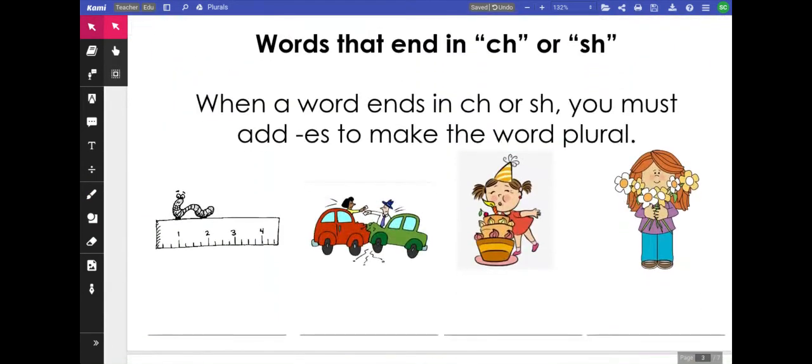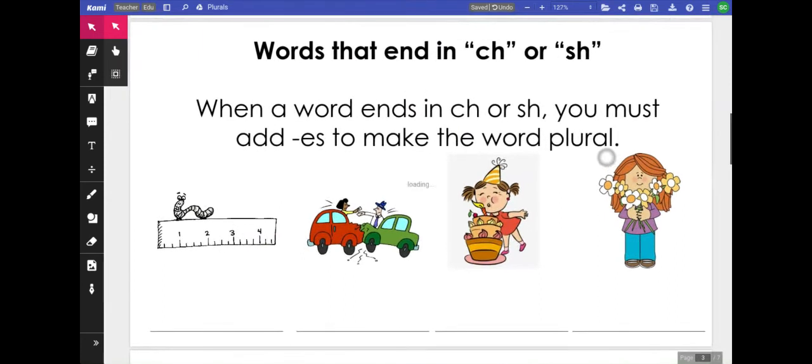Now let's go to the next rule. In English, we have a lot of words that end in ch or sh, right? And so when a word ends in ch or sh, most of the time, you're going to add es to make the word plural. So our first word that we have is the word inch.